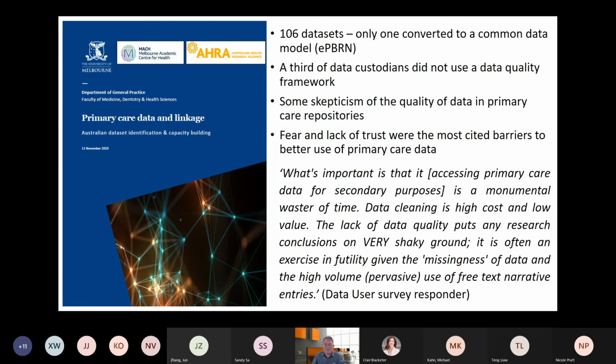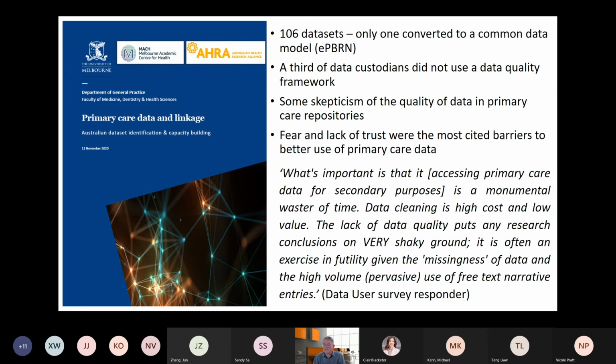This has been mainly my area, working in the primary care space, and in Australia we've got 106 different data sets. This was as of a couple of years ago. And of all of those, there was only one that was mapped to the OMOP Common Data Model, and that's TENGS. And a third of the data custodians, when we asked them, didn't use any form of data quality framework, and in fact an awful lot of them didn't really understand what that meant.